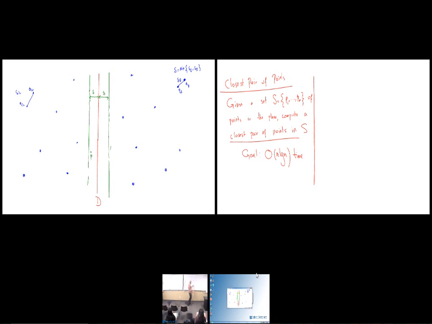So then really this point, knowing that it has to live between these two green stripes, and knowing that it has to have distance at most delta vertically from P, it has to live within this rectangle that I'm going to draw next. So I could draw a rectangle.